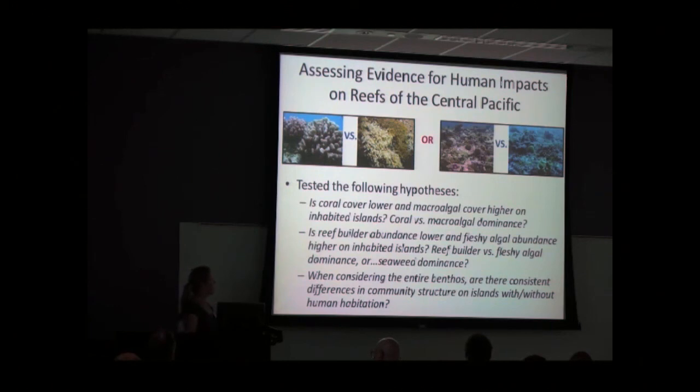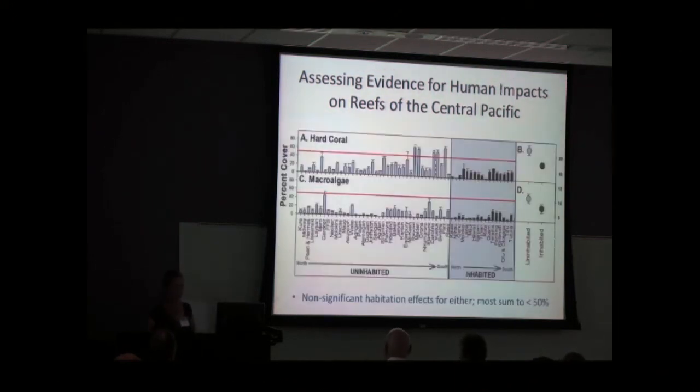And then we wanted to take this more inclusive, holistic community approach and ask if reef builder abundance is lower and fleshy algal abundance is higher on inhabited islands, to see if there's evidence that we have communities that are either dominated by reef builders or dominated by fleshy algae, these fleshy seaweeds. And then, when considering the entire benthos as a whole, to see if there are consistent differences in community structure on islands with and without people.